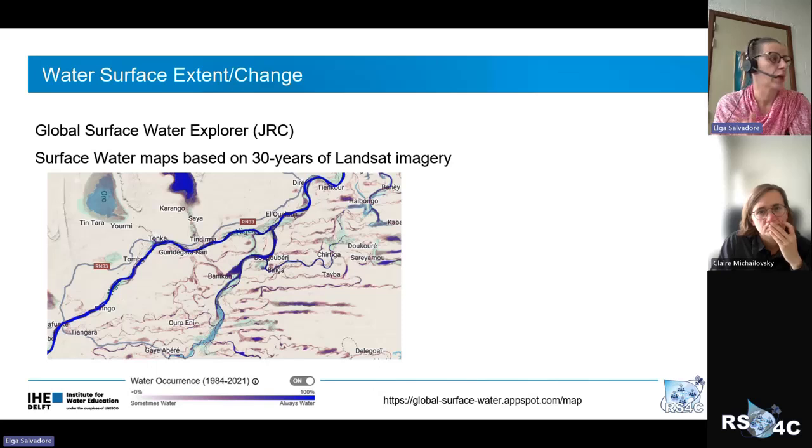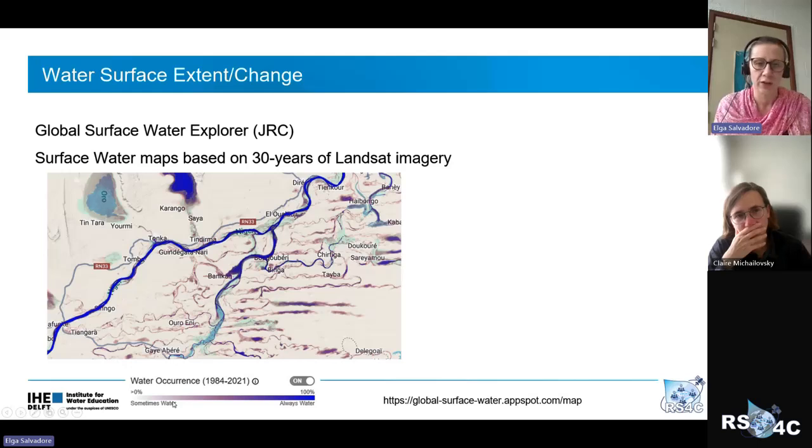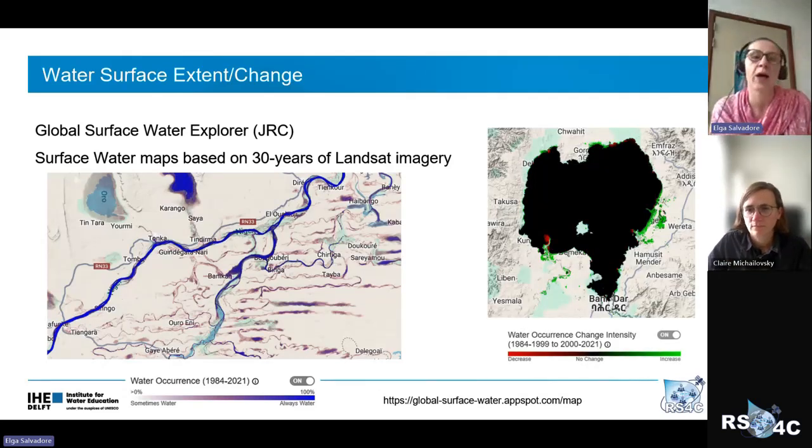So you can look there and see, for instance, in blue zones, there was always water in the past 30 years. So it's more of a permanent water body, while in other locations you only have a certain percentage of the time, a number of months in this period, or a number of years where you had water, and the majority of the time was actually land. You can also compare the distant past with more recent past, and then see if you have a change.